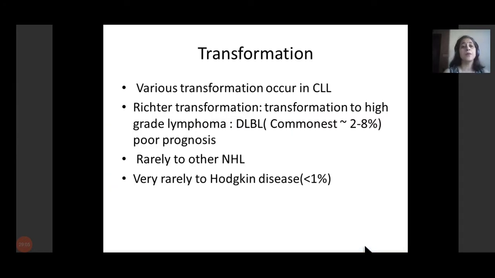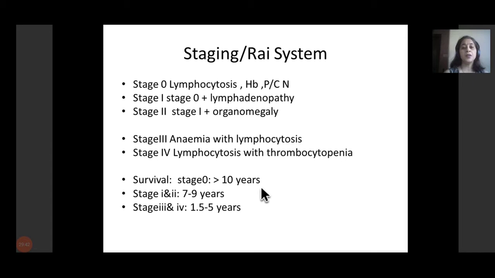That is a transformation from a quiescent CLL stage to a high-grade lymphoma or Hodgkin's disease, which can happen in CLL, called Richter's transformation. And the Richter's transformation most commonly is to diffuse large B-cell lymphoma, which is about 2 to 8% and has a poor prognosis. But rarely it can happen to other non-Hodgkin's lymphomas too, and very rarely to Hodgkin's disease, which is not even 1%. So this is all about chronic lymphocytic leukemia in the morphology.